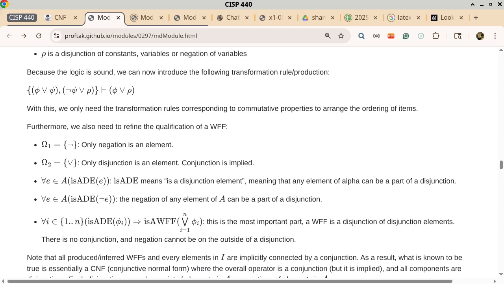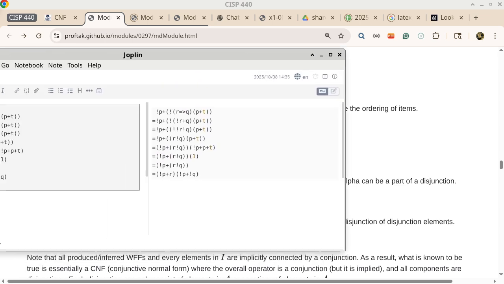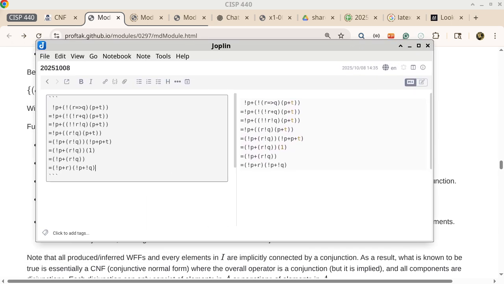It's probably better if I can just give you an example. So let's go ahead and take a look at an example, and we are going to use Joplin for that. I really like to use Joplin for stuff like that.